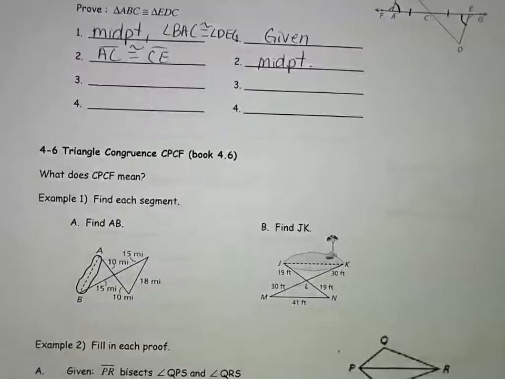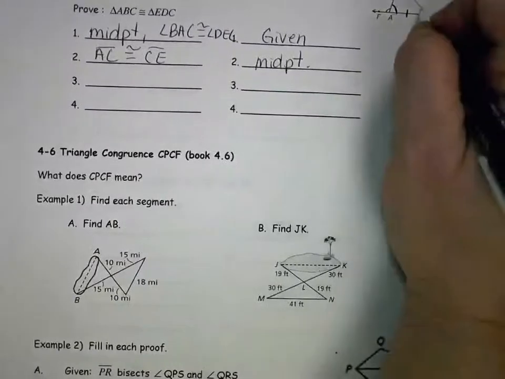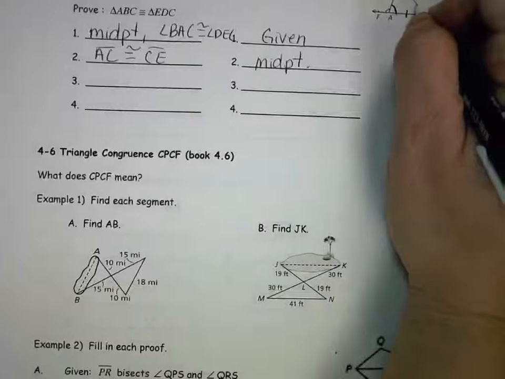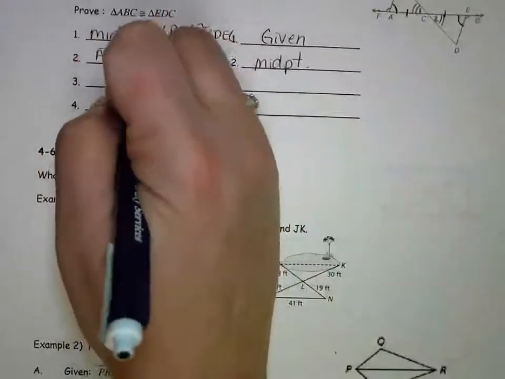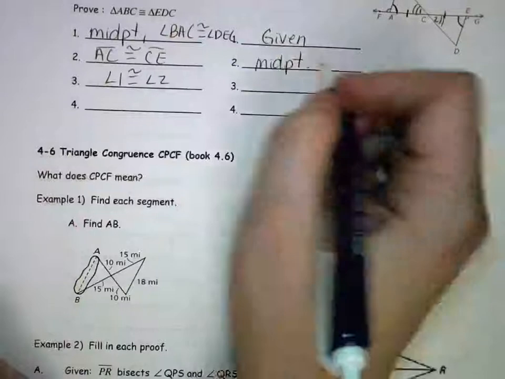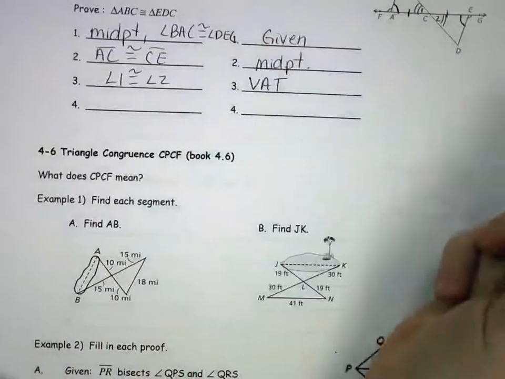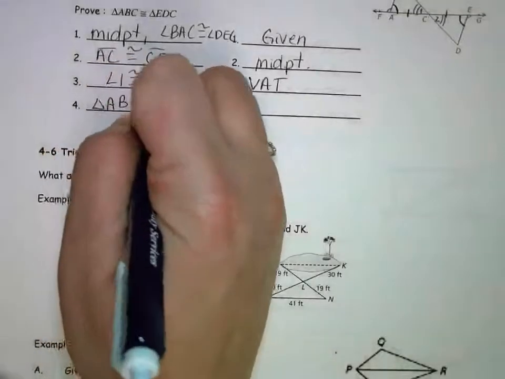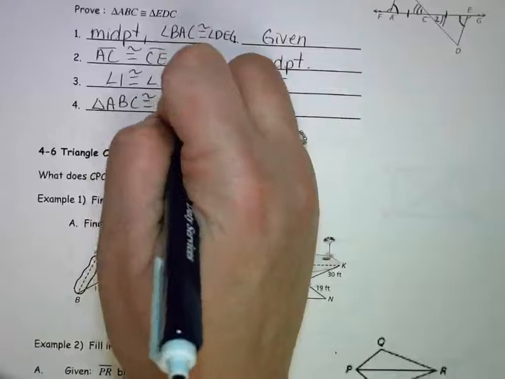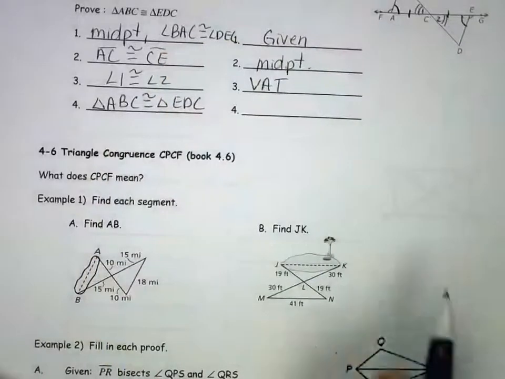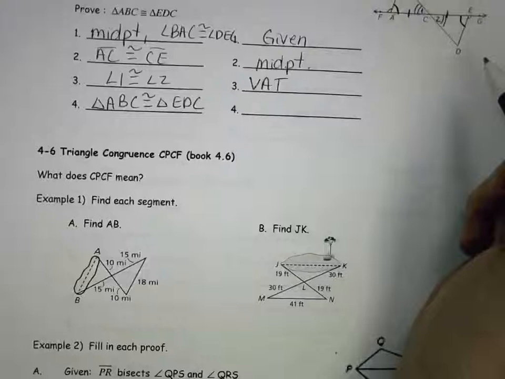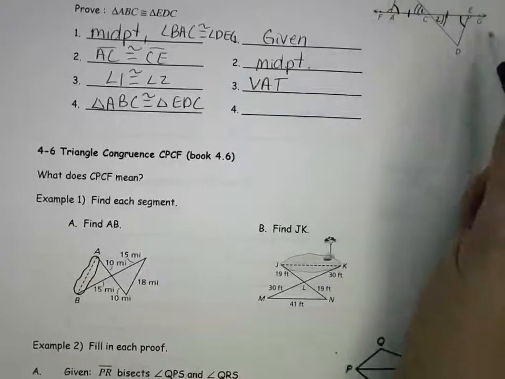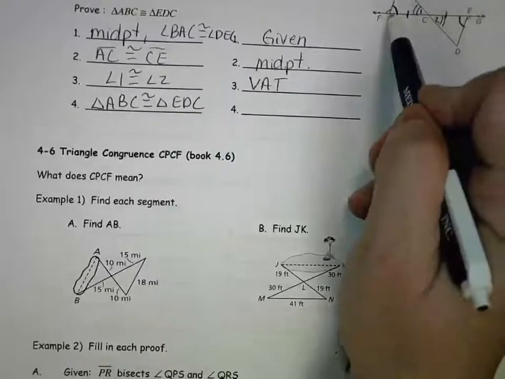We don't have anything else in our given, so we need to look at our picture and see if there's any way we can figure out any angles or sides are equal. And we can say right here, angle 1 is congruent to angle 2 by the vertical angle theorem. And then you can say triangle ABC is congruent to triangle EDC. And write down what combination of sides and angles you think we have. And this one will be angle, side, angle.